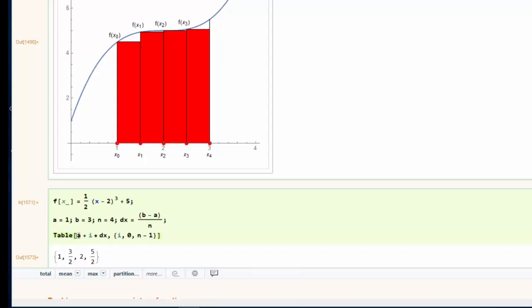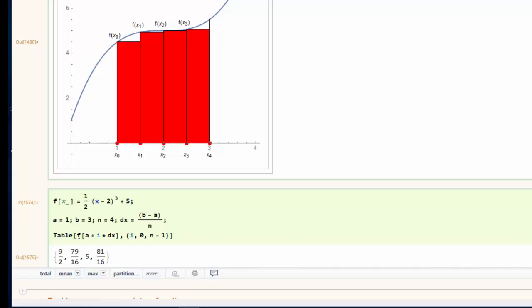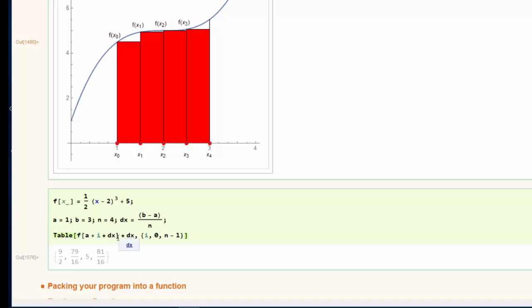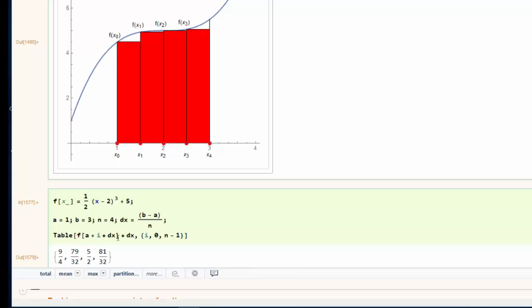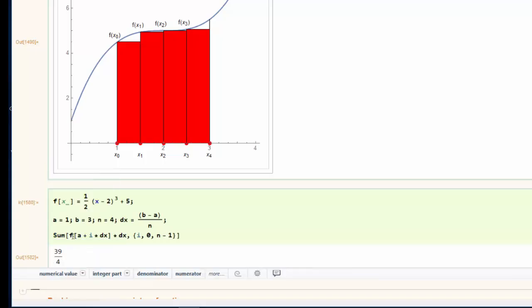Now what do I want to do? I want to calculate the height of these points. So I evaluate my function at all these points. These should be the associated heights of the rectangles. What do I do with those heights? I multiply them by the base of each of those rectangles. So this should be the area of each of the sub-rectangles. And lastly, I want to add all these values up, and to do that, all I do is change the Table command to the Sum command, which adds them all up. And so now I have my first approximation to the area under this curve.